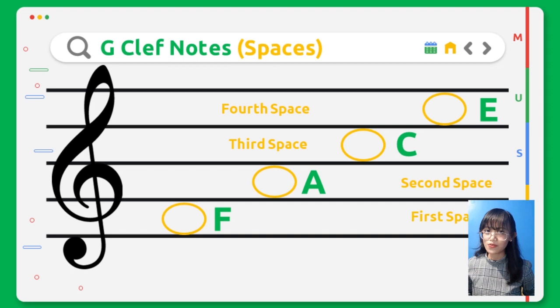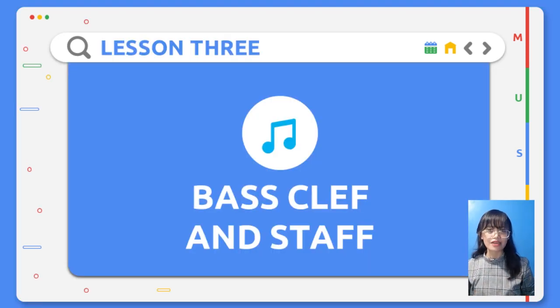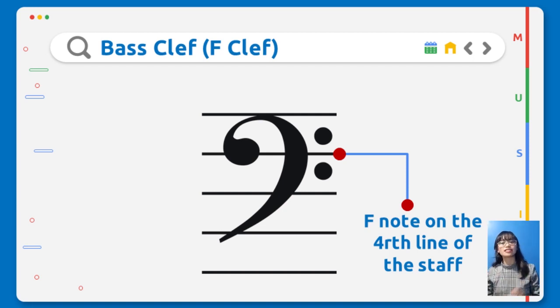Okay, now we're going to proceed to the next lesson, which is the bass clef, also called the F clef. So, if the treble clef or the G clef establishes the G note on the second line, the bass clef establishes the F note on the fourth line. Again, it establishes the F note on the fourth line.